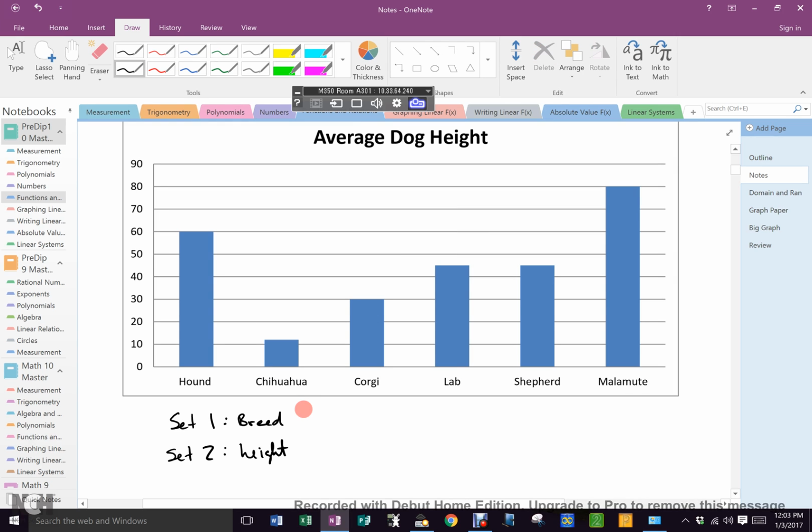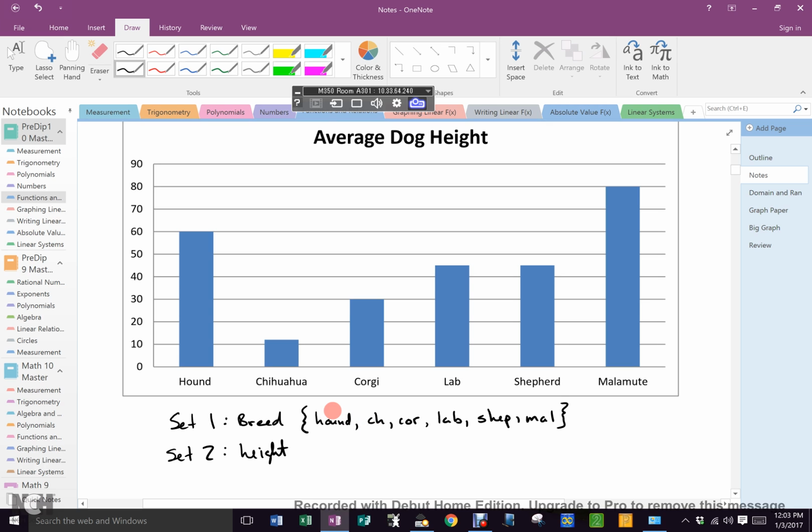in math, we use those brackets in set notation, what is called set notation. So the breed, we would list it out. You can be a hound, and I'm going to start shortening it because I'm lazy, a Chihuahua, a Corgi, a Lab, a Shepherd, and a Malamute. If you don't know what any of those dogs look like, it doesn't matter. But I'll tell you real quickly.